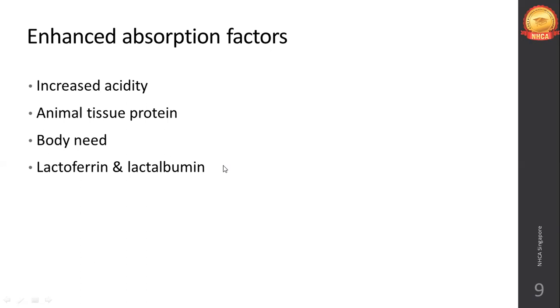Why is human milk iron better absorbed? Because of the presence of lactoferrin and lactalbumin in breast milk. And because of these two factors, infants who are breastfed are able to retain as much iron as possible from the breast milk.